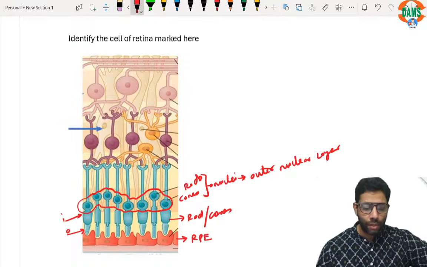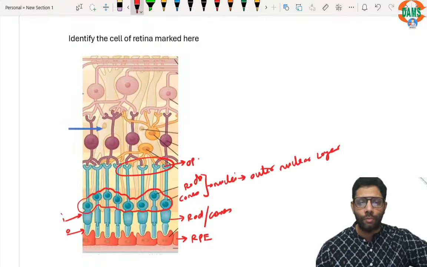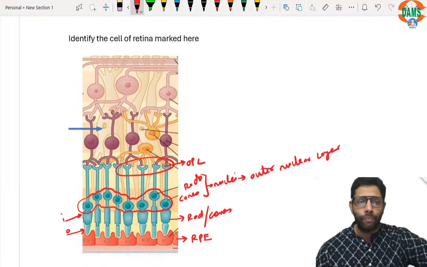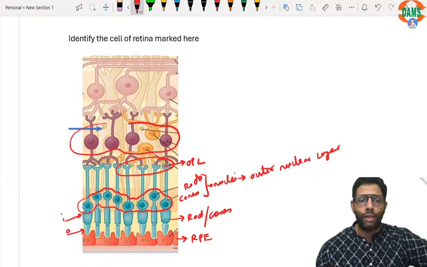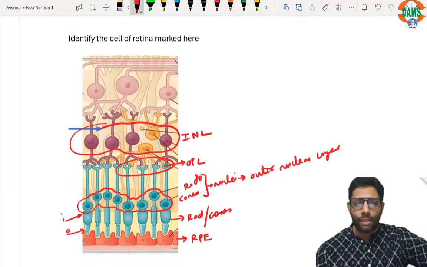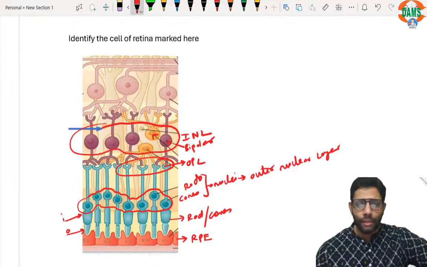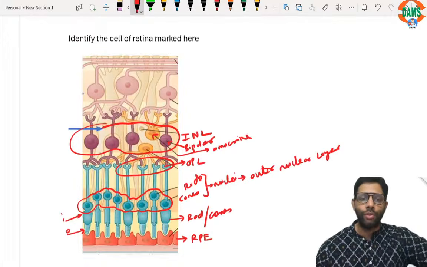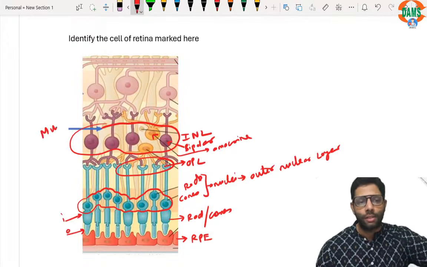In the visual pathway here, the impulse goes via this synapse. This synapse is, I am writing short form, outer plexiform layer into the inner nuclear layer. All these cells which are marked are inner nuclear layer, of which these are the bipolar cells, which was not asked. This is an amacrine cell, the yellow one. And the question which is asked is Muller cells.